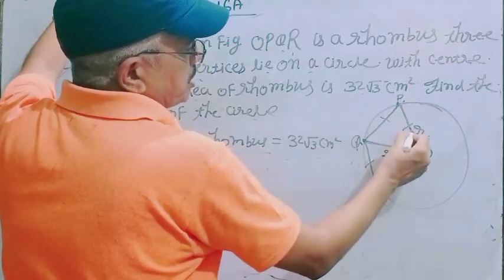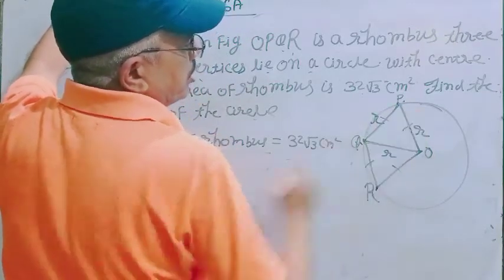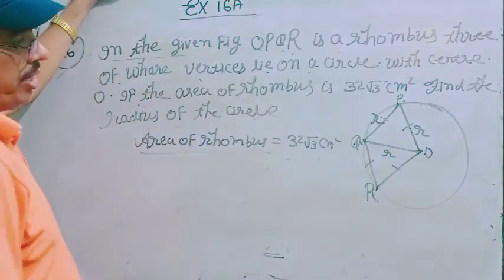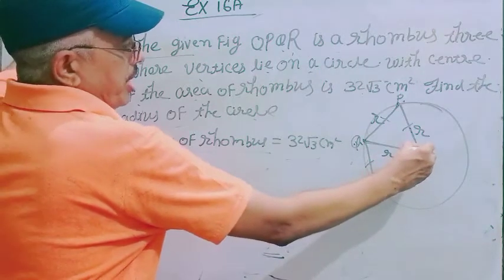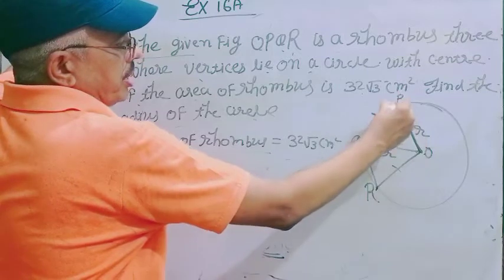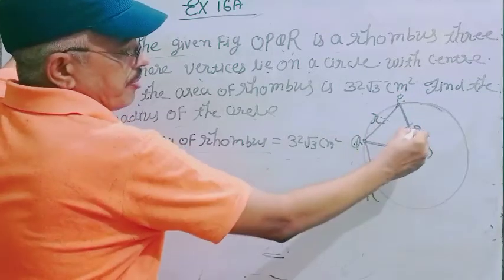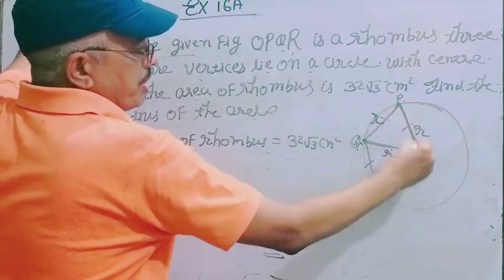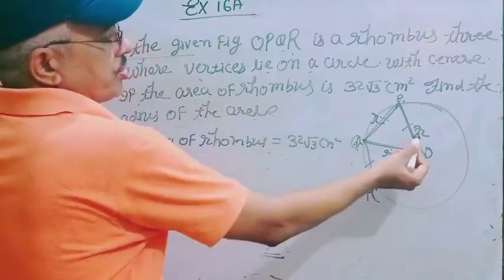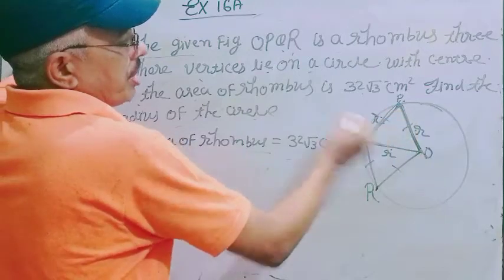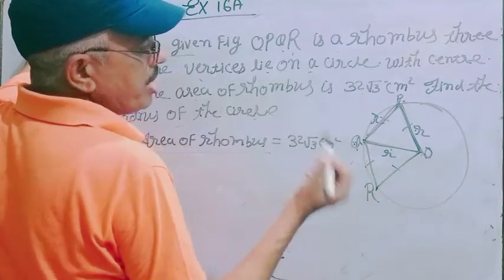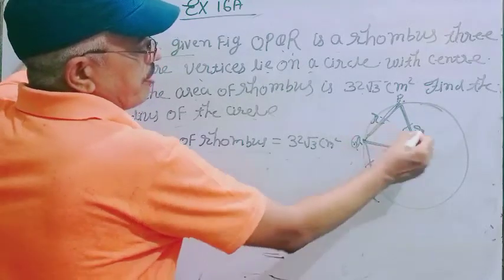And it is a rhombus, so that side will be equal, so it is also r. That means POQ is an equilateral triangle. Here is r, because joining the circumference to the center, and here also r, they both are radius. But PO and PQ are sides of the rhombus, and they are equal. So if PO is r, then PQ is also r. Then it is clear that PQO is an equilateral triangle, and the side will be r.